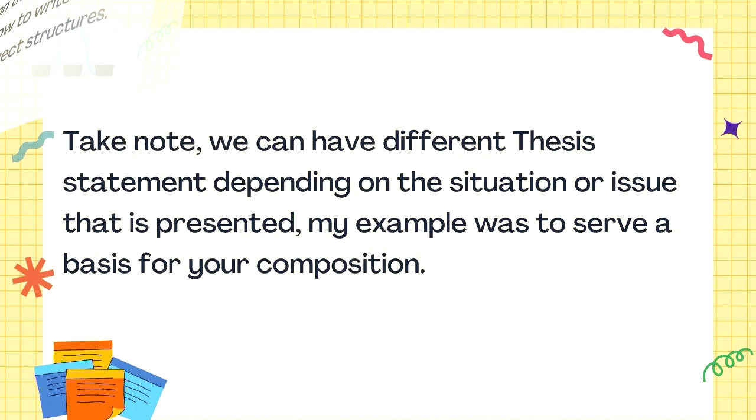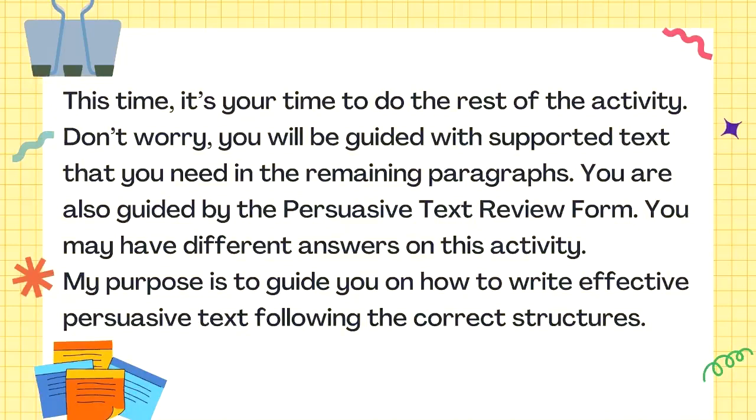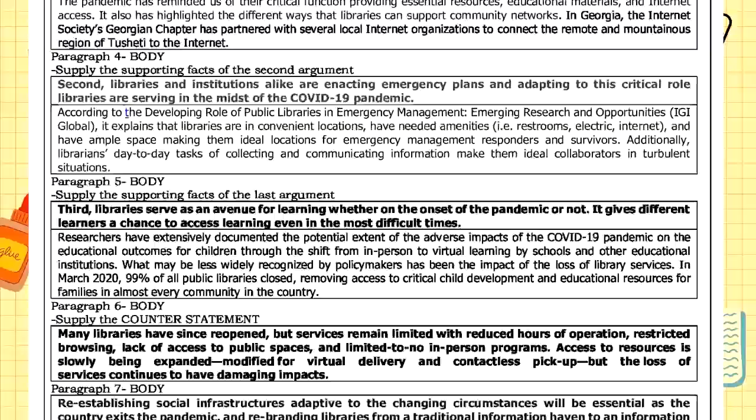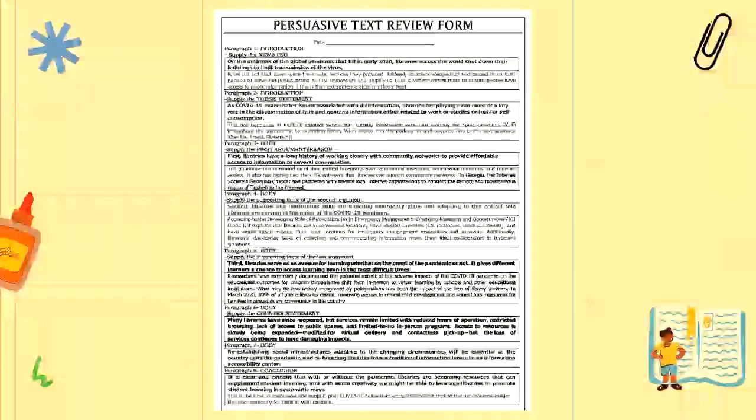This time, it's your time to do the rest of the activity. Don't worry, you would be guided with supportive text that you need in the remaining paragraphs. You are also guided by the persuasive text review form. You may have different answers on this activity. My purpose is to guide you on how to write effective, persuasive text, following the correct structures. A copy of the persuasive text review form would be available for everybody. Together with it are the rubrics and the pointing system.